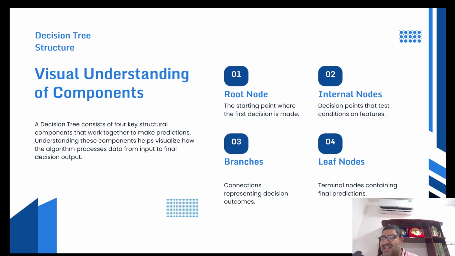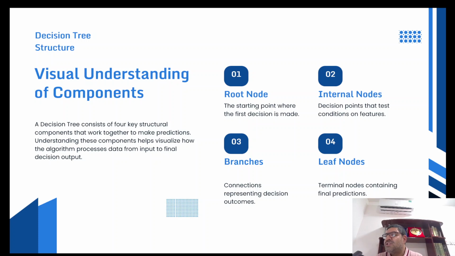So what exactly is the decision tree doing? A visual understanding of the components is very important to comprehend what happens, how the algorithm processes the data from input to final decision output. So how it is being processed, it is very important to understand these components. Root node, a starting point where the first decision is made. We had in fact shown it earlier as well with the earlier example.